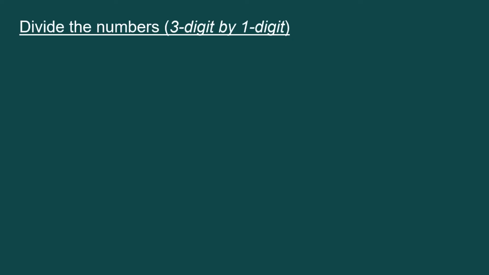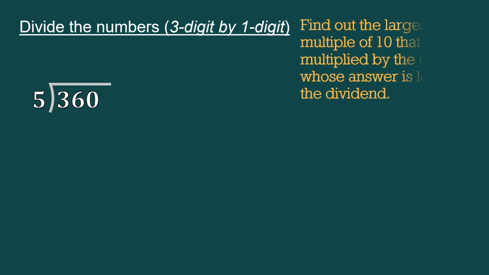Divide the numbers, 3-digit by 1-digit. In the example, we have 360 divided by 5. First, we have to find out the largest multiple of 10 that can be multiplied by the divisor whose answer is less than the dividend.